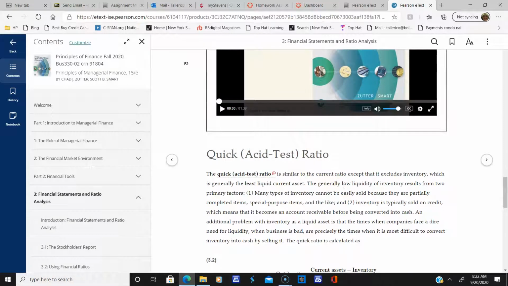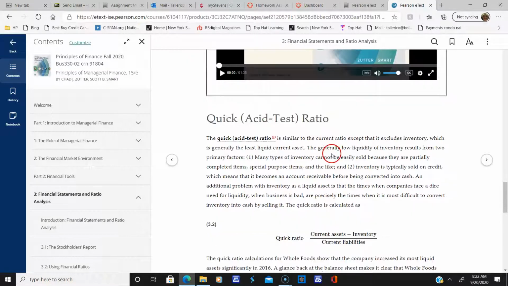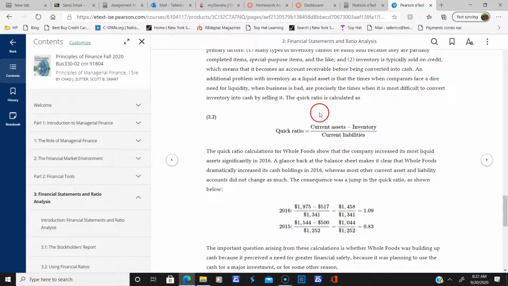Okay, so the next ratio I want to talk about is the quick acid test ratio. And this is very similar to the current ratio, except that you notice what they do here. They take off the inventory. And the reason they do that is the inventory at times could be very, very difficult to get rid of, right? Depending on whatever industry you're in.